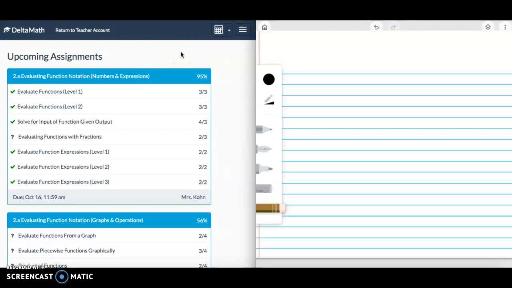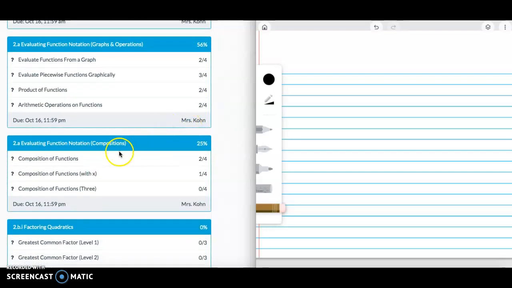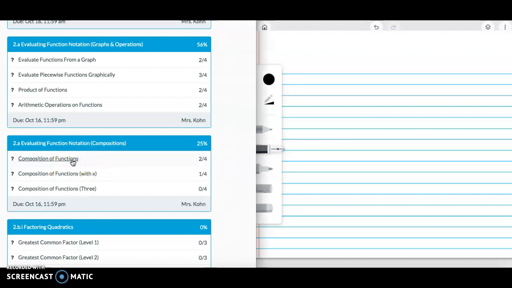All right, you guys, we're going to look at the DeltaMath assignment 2.A, evaluating function notation for compositions, so compositions of functions. So we're going to go ahead, and I have just some scrap paper that I'll be writing on over here. You might need some as well. So let's start off with the first section.